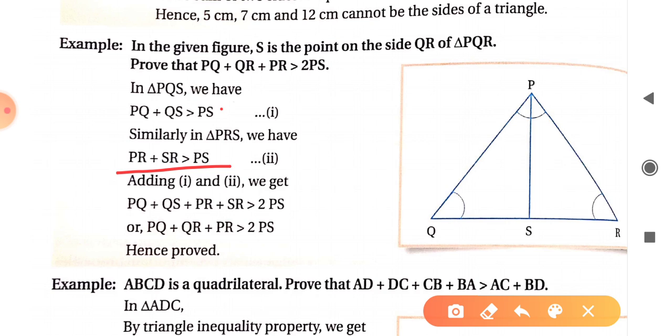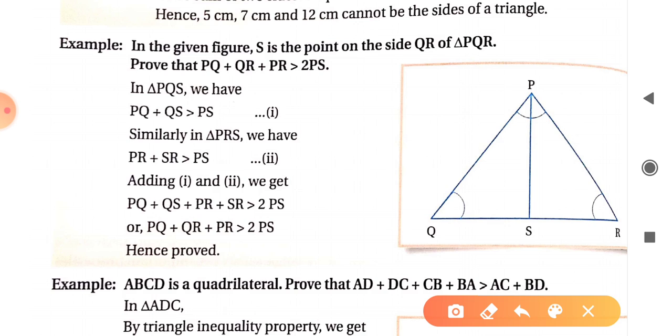Then we will call them the first and second equations. Then add first and second. When we add these, the left hand sides will be added on the left hand side and the right hand sides will be added on the right hand side. So we get PQ plus QS plus PR plus RS, and it is greater than PS plus PS. That means 2PS.